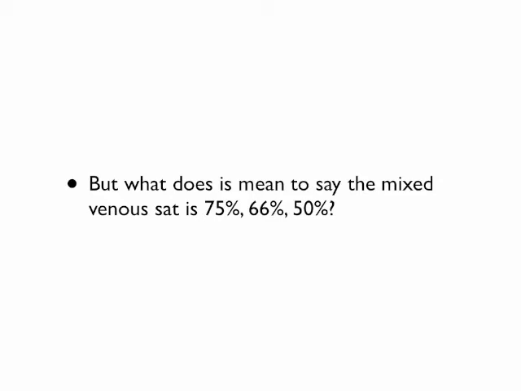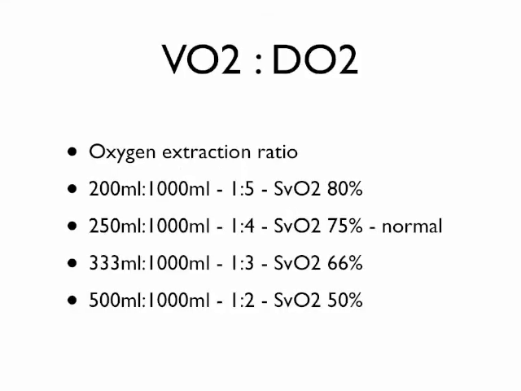So what does it mean to say that the mixed venous saturation is either 75% or 66% or 50%? This comes down to the oxygen extraction ratio, or the ratio between the oxygen delivery and the oxygen consumption. If you've got a litre a minute of oxygen delivery and 200 mils a minute of oxygen consumption, the ratio of consumption to delivery is about 1 to 5. Assuming that the arterial blood is 100% saturated to start with, then the mixed venous saturation is going to be 80%, because 20% of the oxygen has been taken up, extracted and consumed.